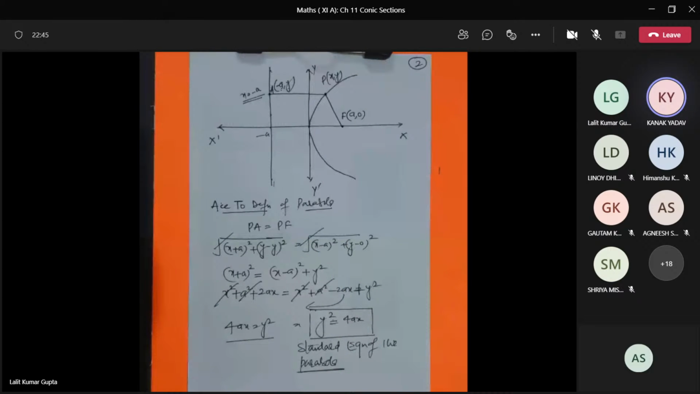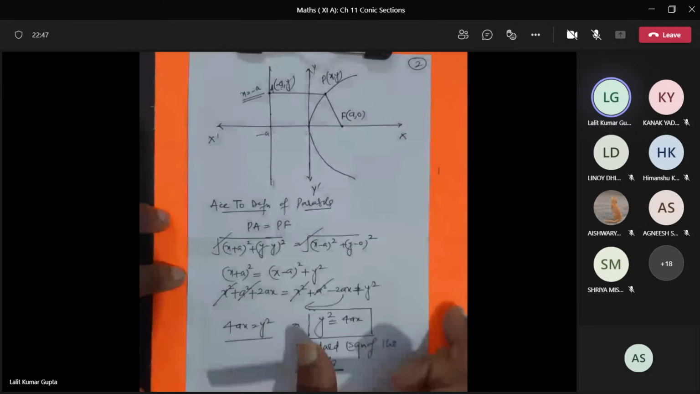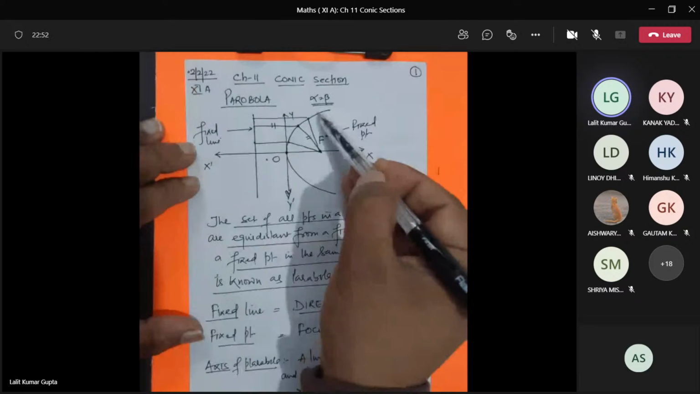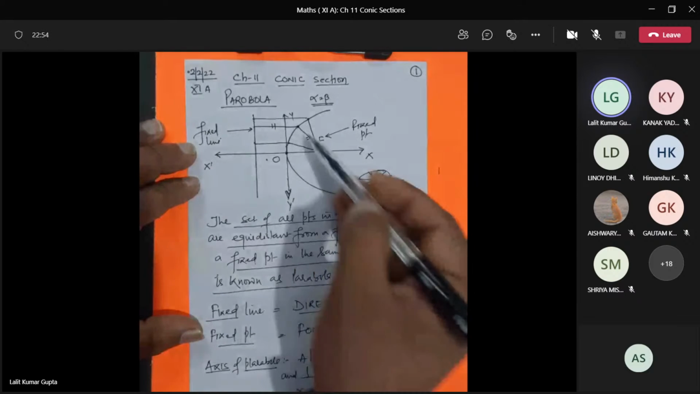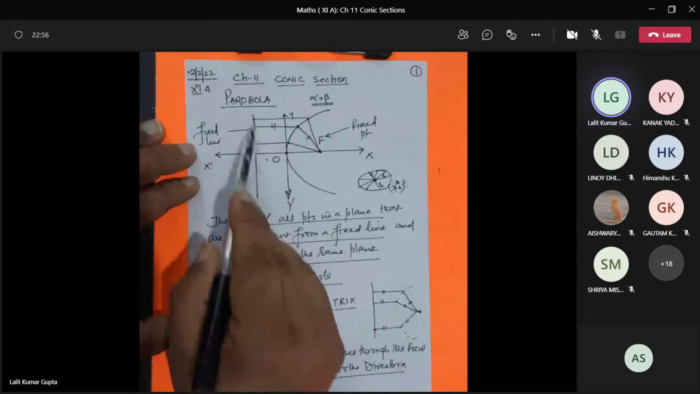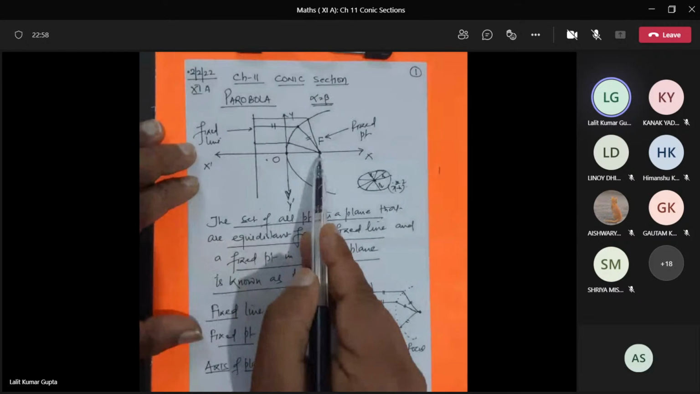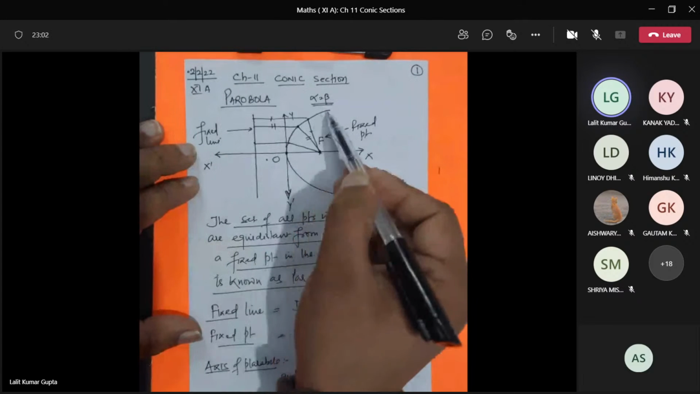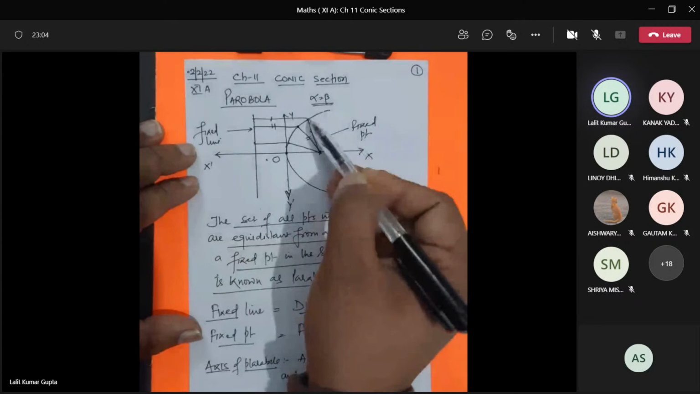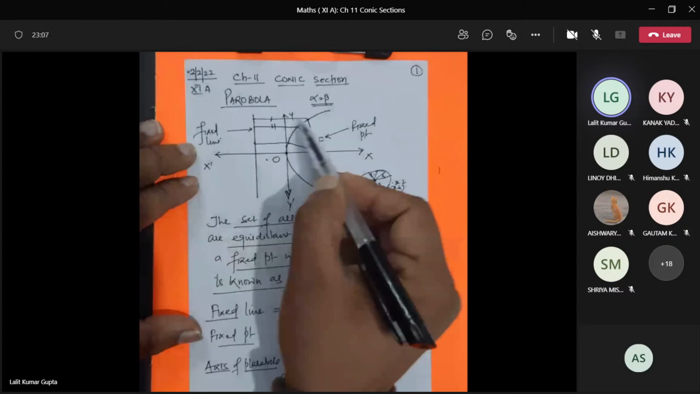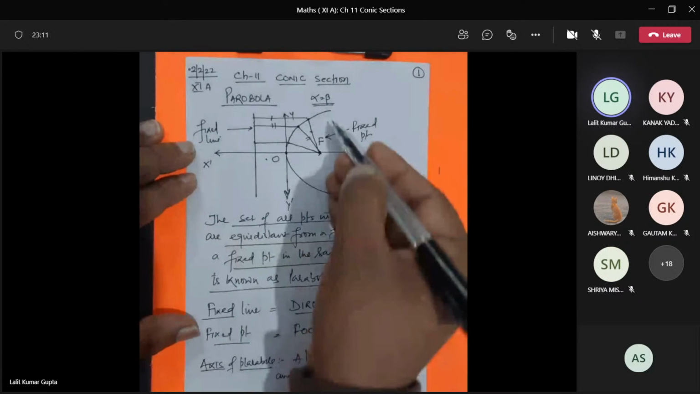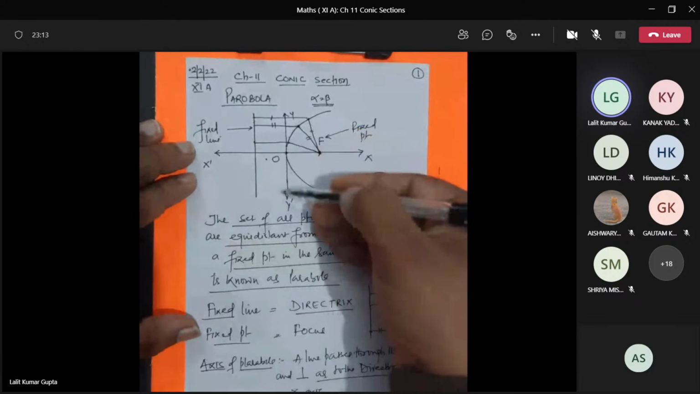Can you once tell me the definition of parabola? The definition of a parabola was: set of all points in a plane that are equidistant from a fixed line and a fixed point. These all distances are equal. The place where the distances become equal, from this particular point to this line and to this focus, that shape which forms is always a parabola.